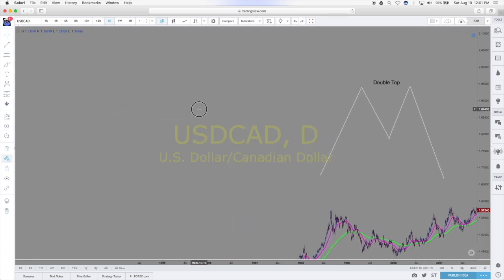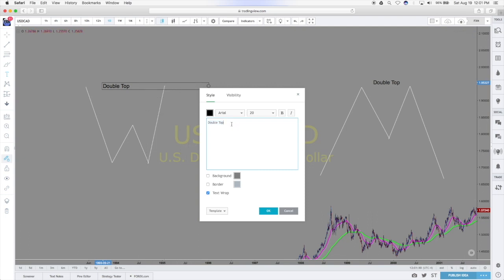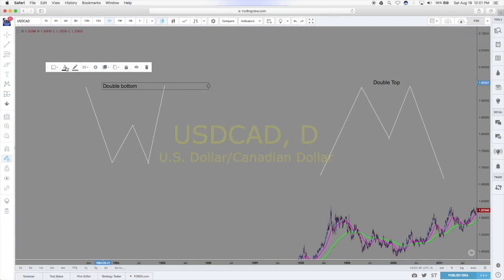Let's go on to the next pattern here. Next pattern is price moves down, comes back up, actually comes right back down, and then finally breaks out like this. And this one is called a double bottom. Okay, so that's double bottom. So double top, double bottom.